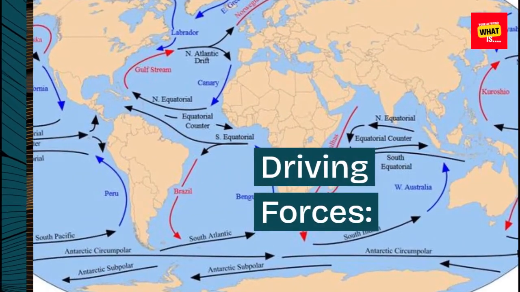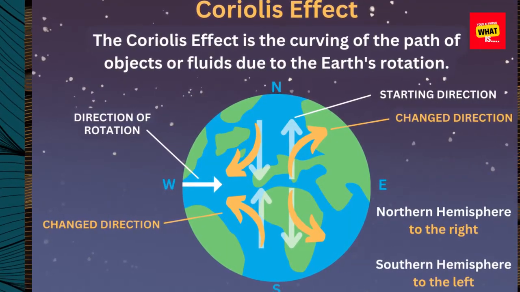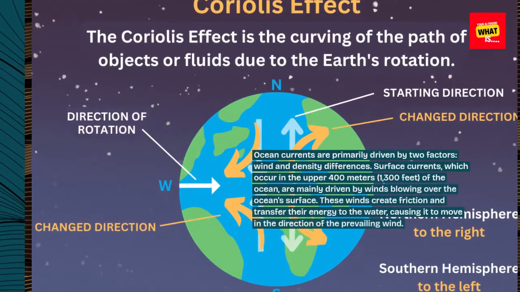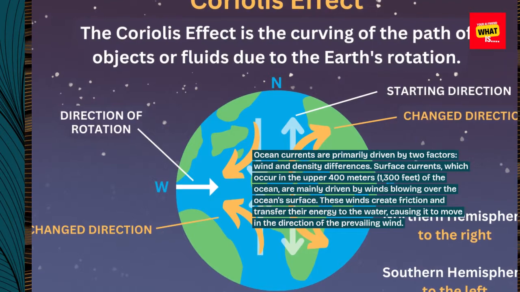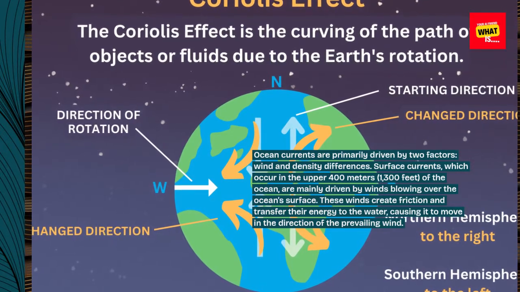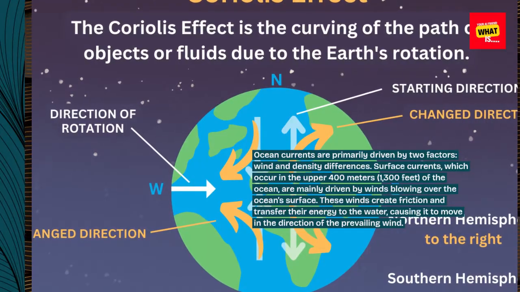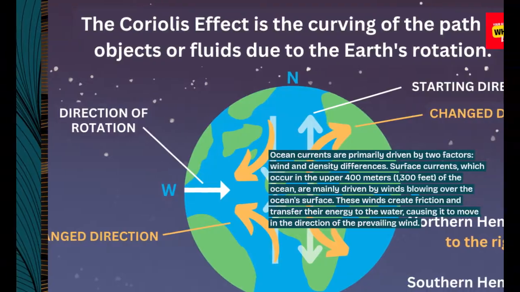Driving forces. Ocean currents are primarily driven by two factors: wind and density differences. Surface currents, which occur in the upper 400 meters, 1,300 feet, of the ocean, are mainly driven by winds blowing over the ocean's surface. These winds create friction and transfer their energy to the water, causing it to move in the direction of the prevailing wind.